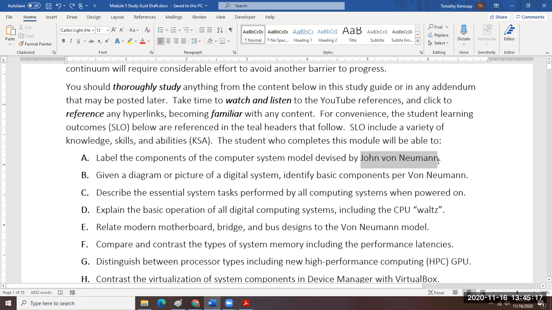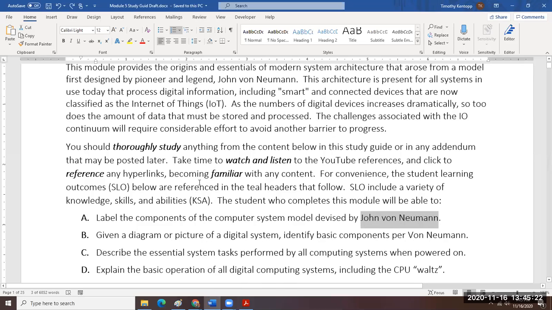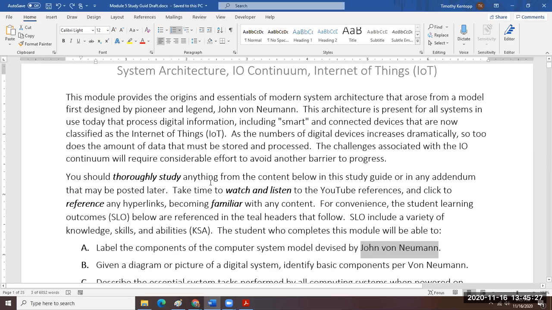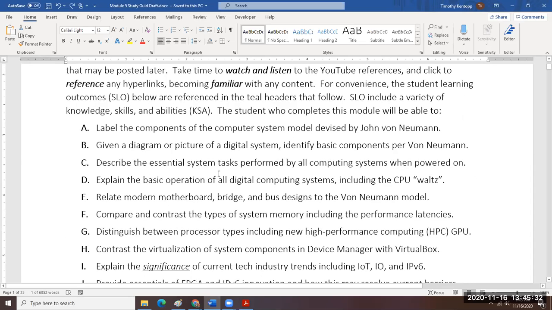If you have the digital components that you can use to create computers with, one of the pioneers and legends in the industry is John von Neumann. And he gave us a very basic model that still holds true for all digital systems that have any computing function. They all use the same basic components. You need to be able to label this diagram. Let's take a look at it quickly, and then we'll keep going here.